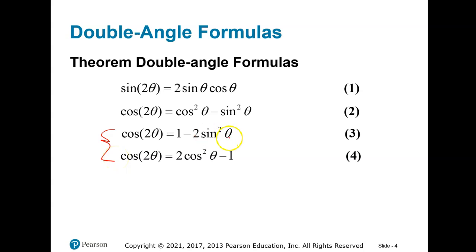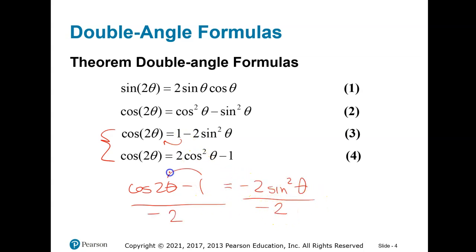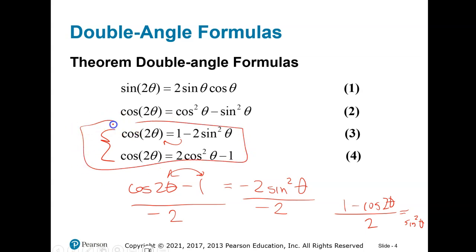If I isolate the sine squared, notice I'd move a 1 over, so I'd have a cosine 2 theta minus 1, and then I have a negative 2 sine. So if I divide away the negative 2, these will switch around and become positive and cancel with that 2 on the bottom. This will be a 1 minus cosine 2 theta over 2 equals sine squared. So they're coming from these two double angle formulas for cosine.